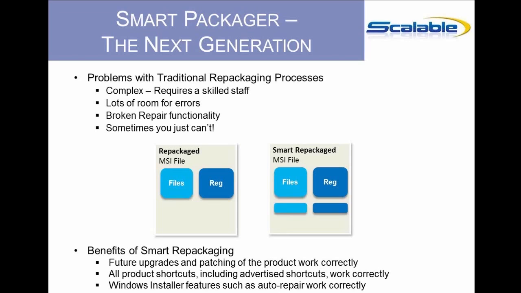Now, with smart repackaging, the diagram on the right, like regular packaging, omits the UI and repackages the files, registry keys, services, shortcuts, etc. However, it also includes the Windows installer record keeping that was installed. And by including these additional files and registry keys, an installation repackaged using smart repackaging is able to preserve many of the benefits of the Windows installer. So the benefits are you have future upgrades and patching of the product. It works correctly. All the product shortcuts, advertised shortcuts will work correctly, and the MSI or Windows installer features such as auto repair will work correctly.